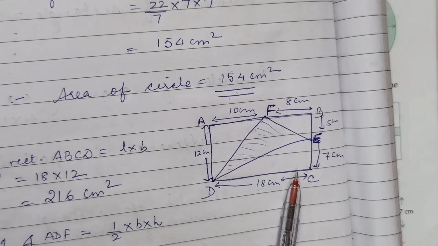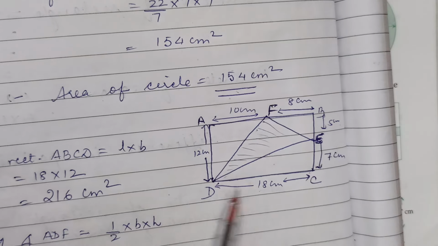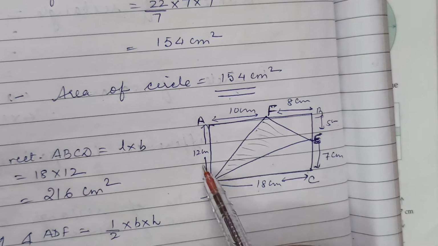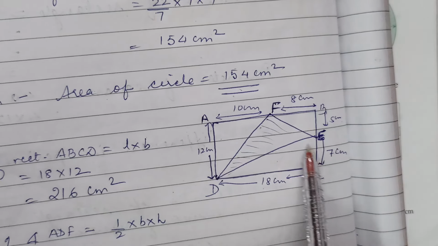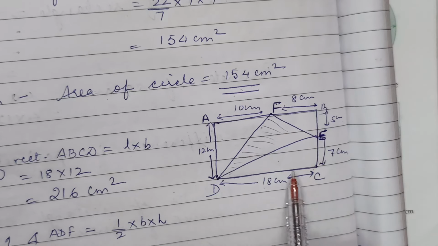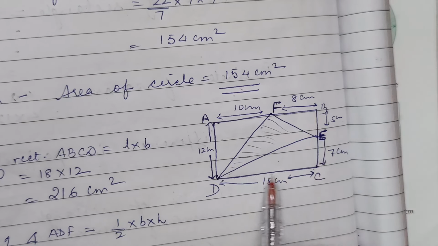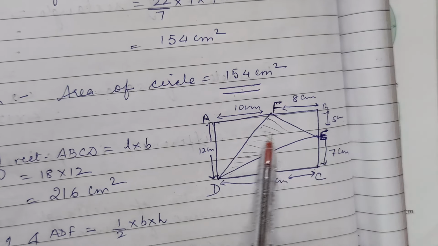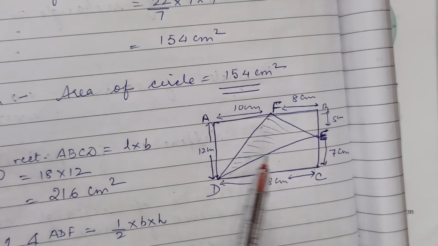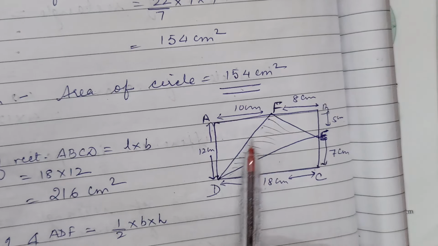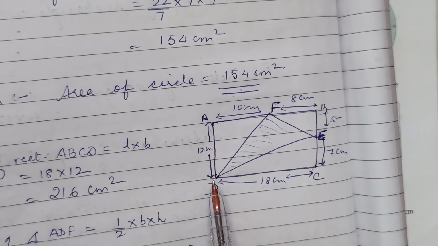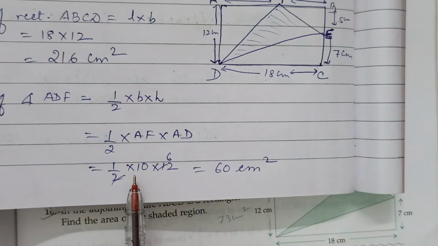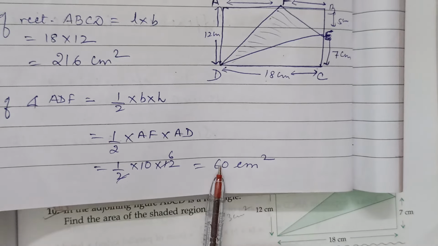The area of rectangle is L into B, that is 12 into 18, that is 216 centimeter square. Now we will find out the area of this triangle, this triangle, and this triangle. Then we will add these three triangles and subtract from the area of rectangle. Whatever the answer comes, that is the area of the shaded region. So just see, area of triangle ADF is half base into height. Let us take base as 10 and height as 12. Then it will be 10 into 12 by 2, that is 60 centimeter square.